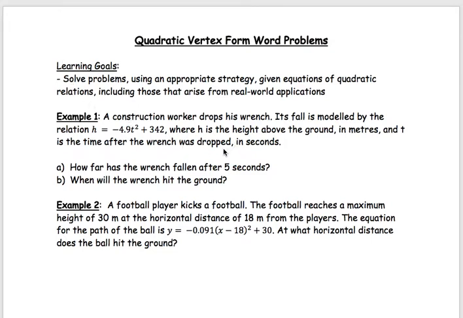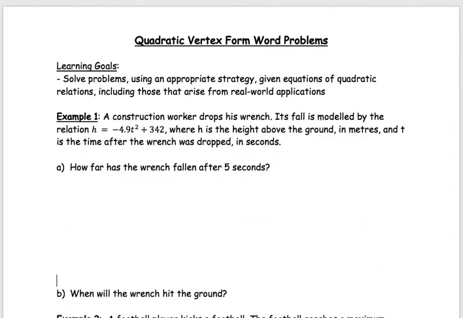So we have someone dropping a tool off of somewhere, and here's the equation that represents the tool falling in the air. So the h is going to be the height above the ground. t will be the time that it takes for the wrench to drop. Okay. All right, so the first question here is I want to know after 5 seconds, so at 0 seconds, he let go of the tool and it started falling. So at 5 seconds later, whereabouts is the tool now in the air?